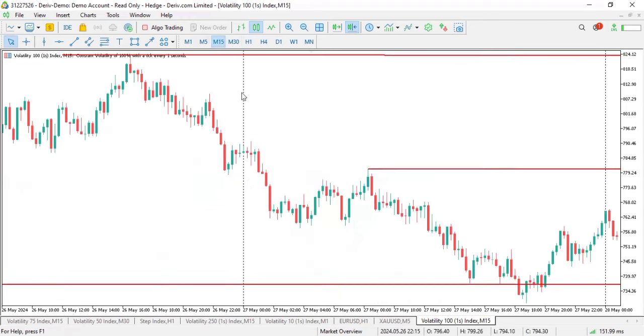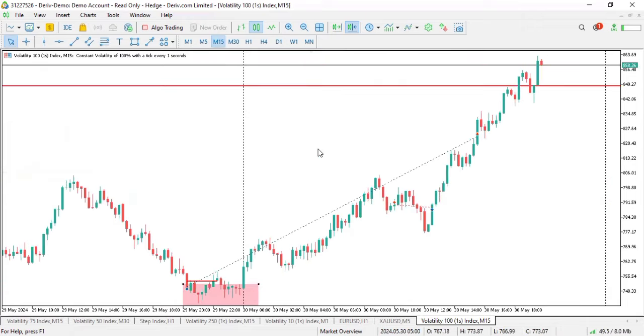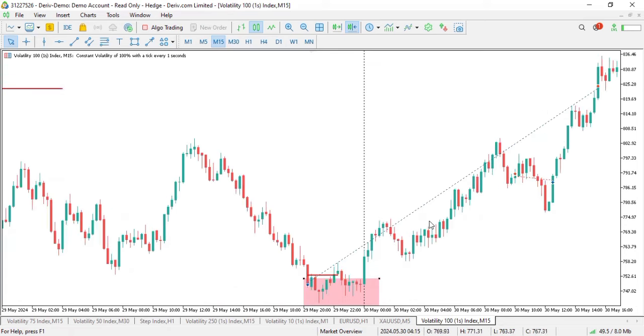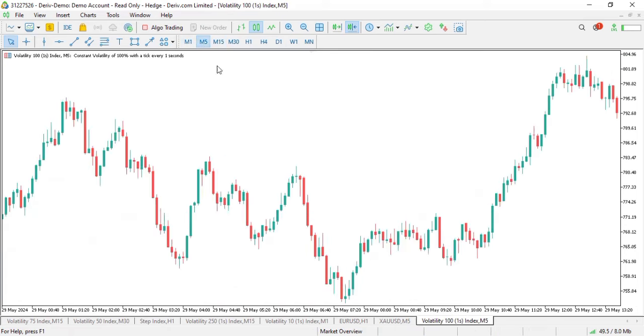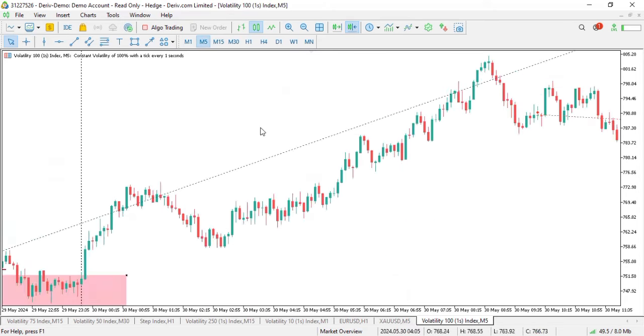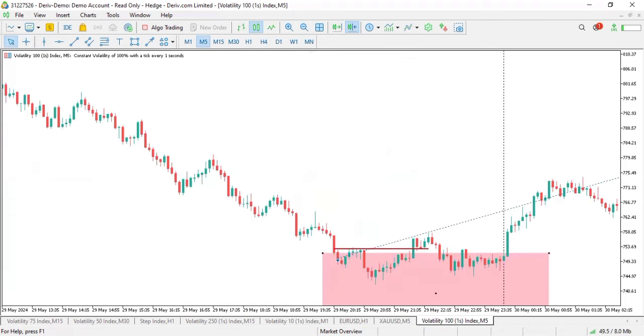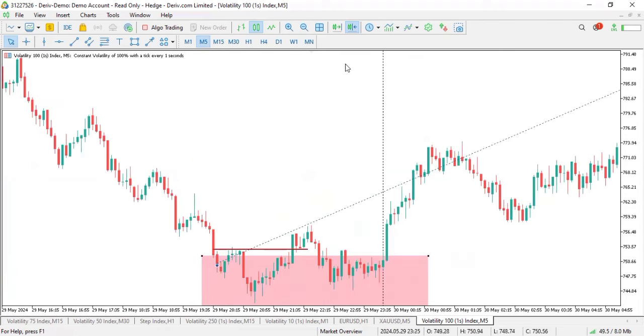I'll go to my 15 minutes time frame when price enters my point of interest, my POI, or my 5 minutes time frame, that's what I do. Okay, so look at what happened here on the 5 minutes time frame. It's very clear. So price got here.